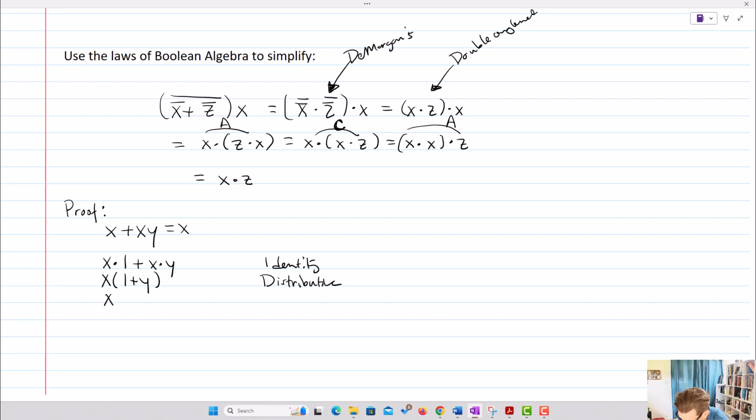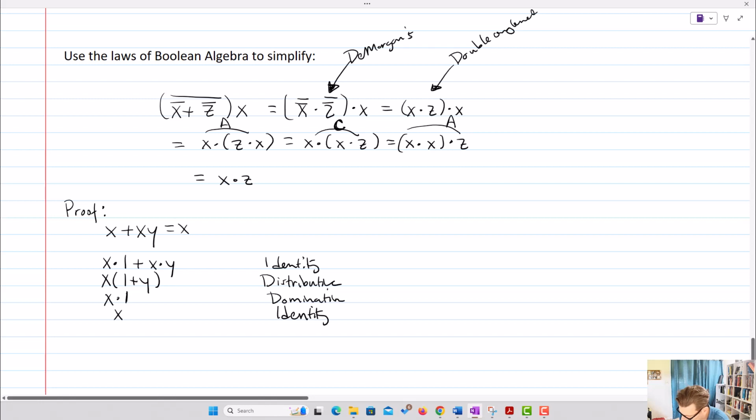Now what I've got here is x times 1, because 1 plus y is simply going to end up being 1 by our domination law. Finally, that'll give me x, and it's x because of the identity law, because anything times 1 is necessarily going to be equal to itself. And there we go. So what we can see here is this is just a simplification as well.